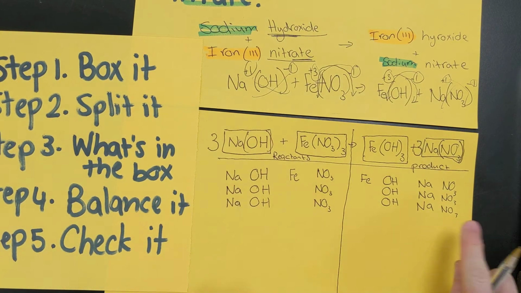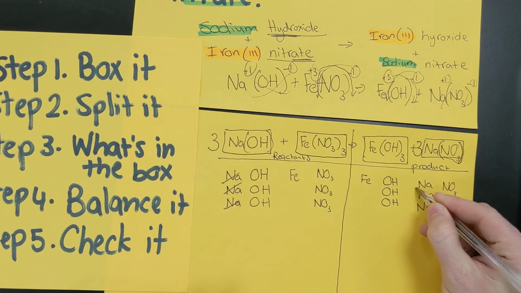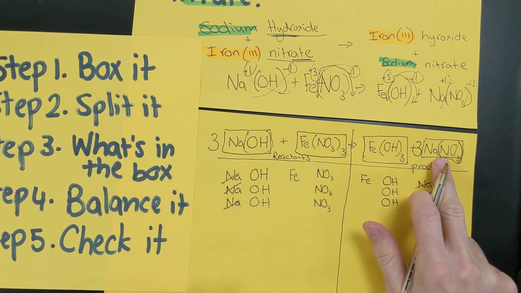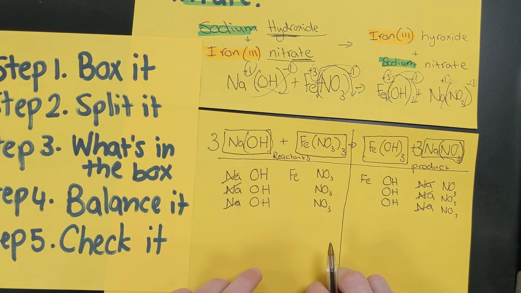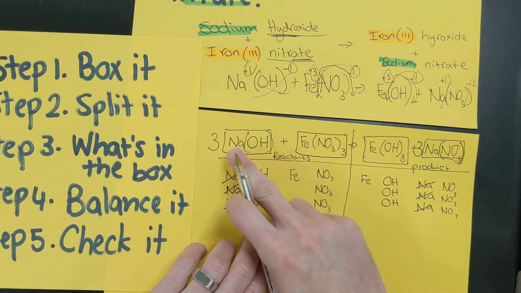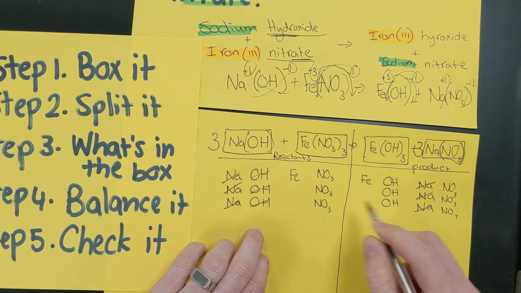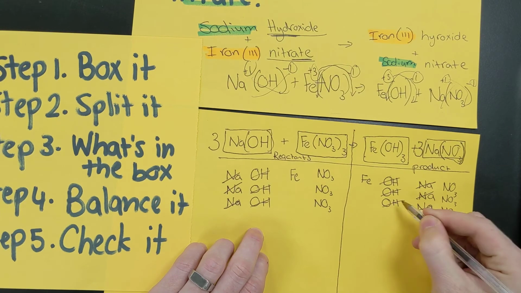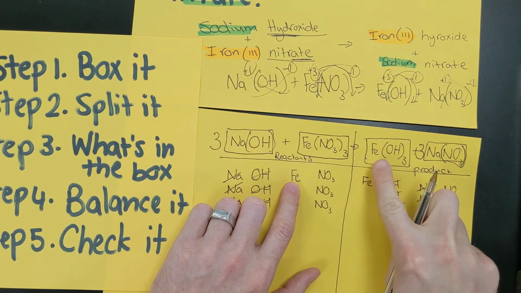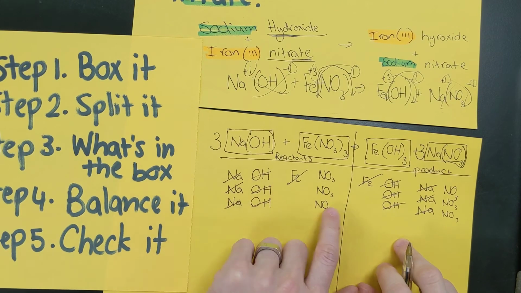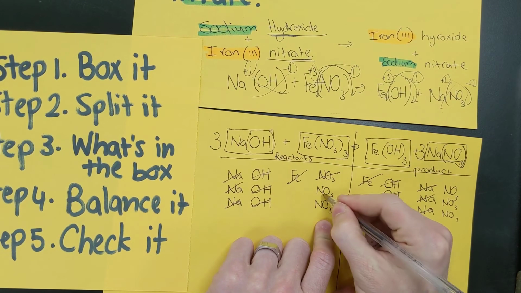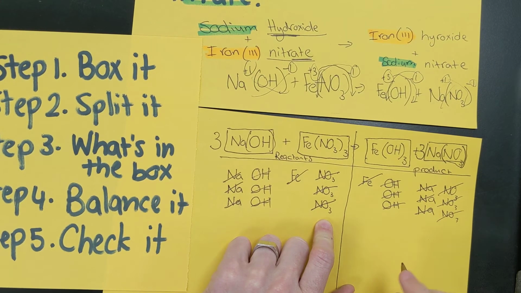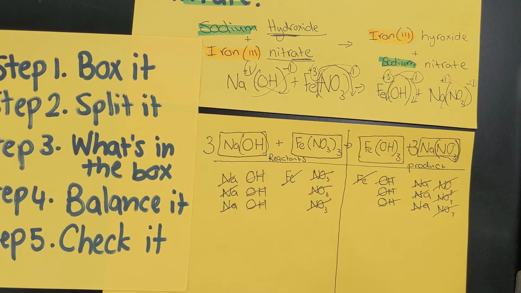Perfect, let's check it. So, 1, 2, 3, 1, 2, 3. We can tell that because there's 3 in front of that one, 3 in front of that one, and they have no subscript there, which means I only have 1 of them. In this case, I have OH with no subscript, but I have 3 in front, so I've got 1, 2, 3. In this case, I have 3 at the bottom there that says 3 of everything in the brackets. So I've got 1, 2, and 3. Matched. I have 1 Fe, I have 1 Fe. I have 3 lots of NO3, so I have 1, 2, and 3. I have 3 lots of NO3. 1, 2, 3. Everything is crossed off, which means now we're balanced.